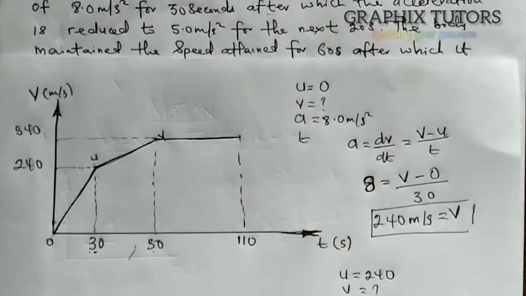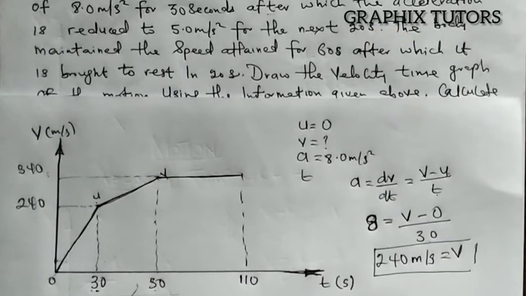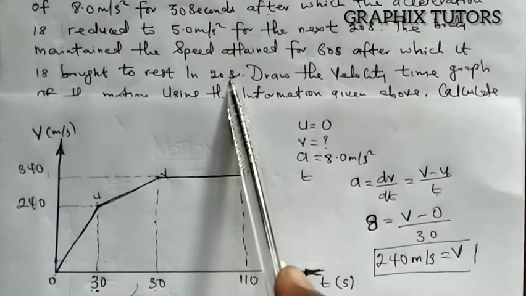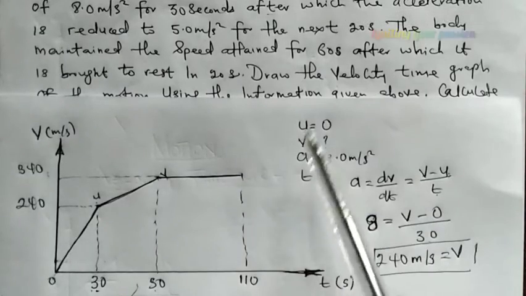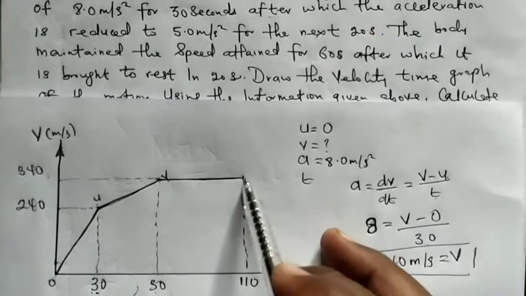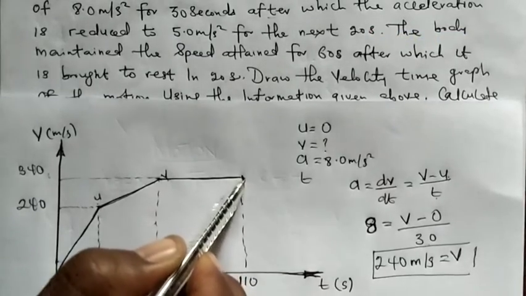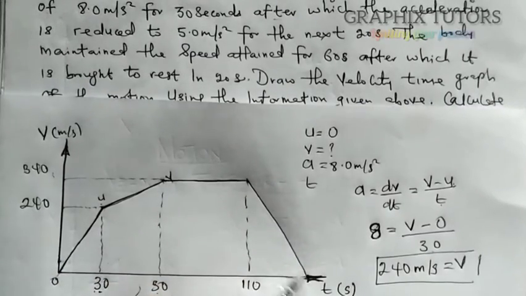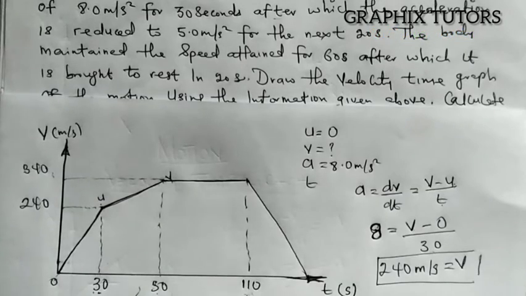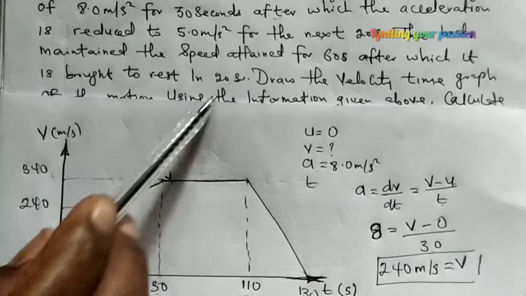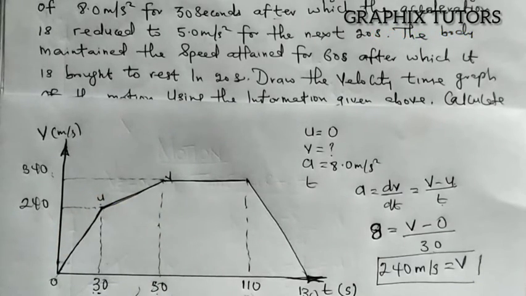After which it is brought to rest in 20 seconds. So after which it is brought to rest for what? 20 seconds. Then it is brought to rest, so that is, it is decelerating. So at this point here, we are bringing it down for 20 seconds. So 110 plus 20 is 130, right? For 20 seconds. Then that's what you draw. So this is our velocity time graph here. This is what we have.